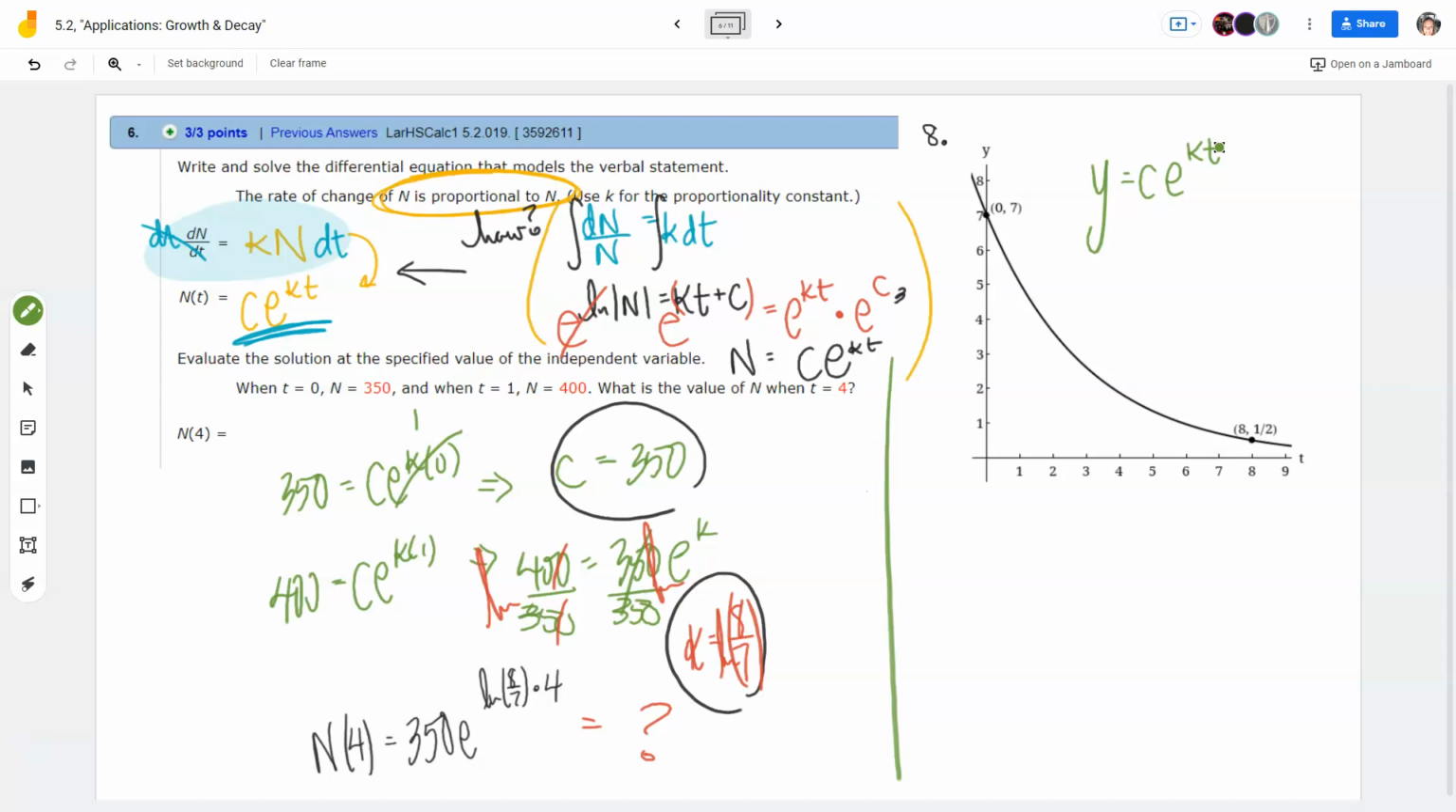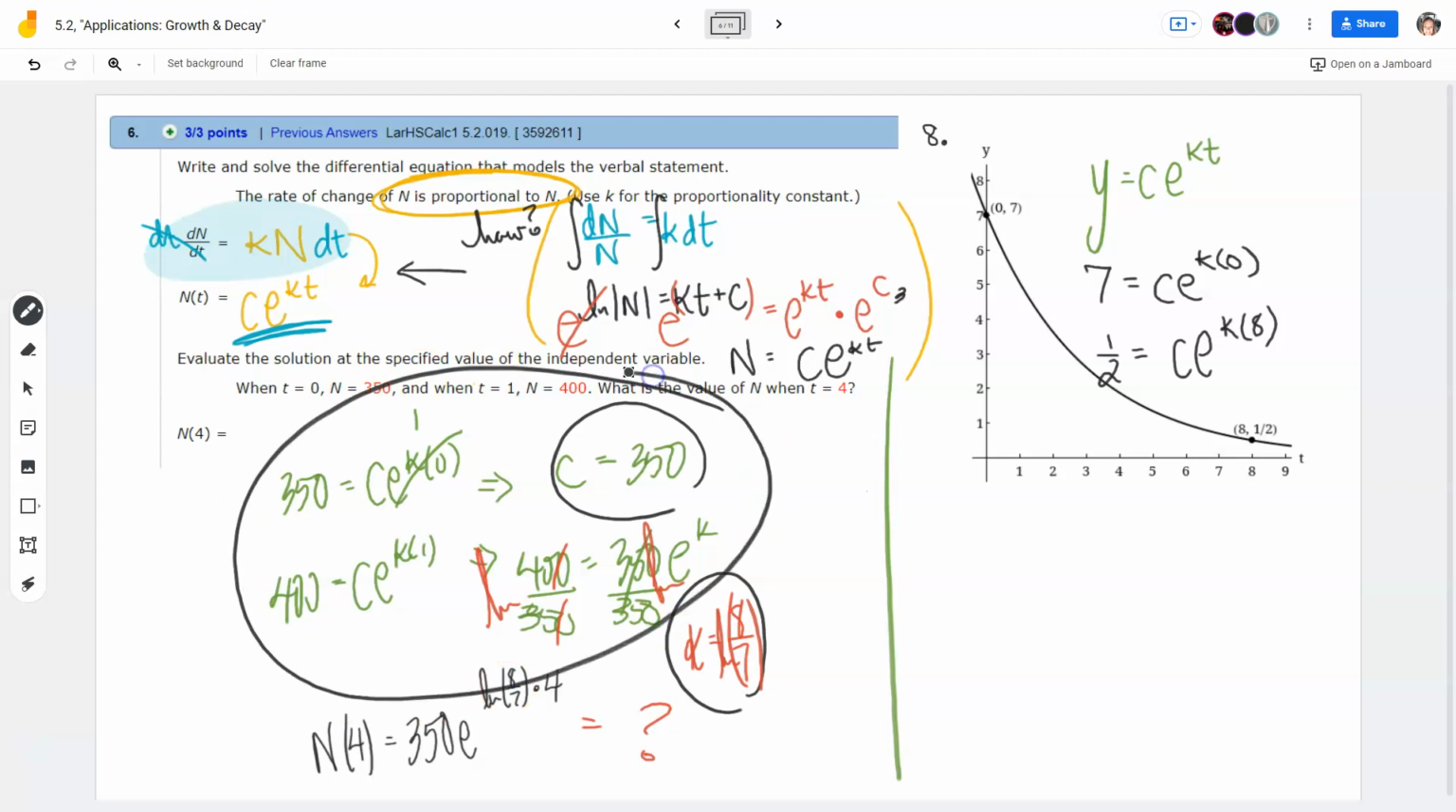I just plug in stuff just like I did before. So I plug in y is equal to 7 when x is equal to 0, and I'm pretty sure you're going to find your C real fast. Then you're going to plug in the other point, which says 1/2. Ooh, this is decaying. Oh yeah, obviously it's going down. Ce to the k times 8. And do you guys notice it's the exact same thing as over here? It's the exact same thing, just no words. No steps. It's the exact same thing.